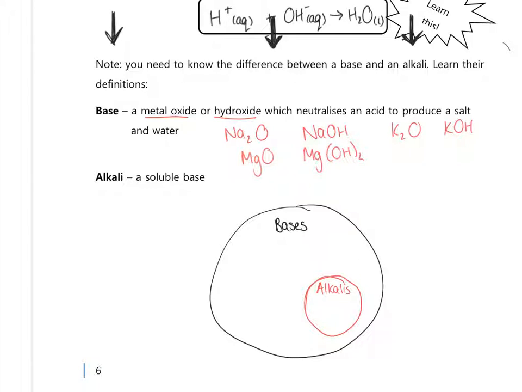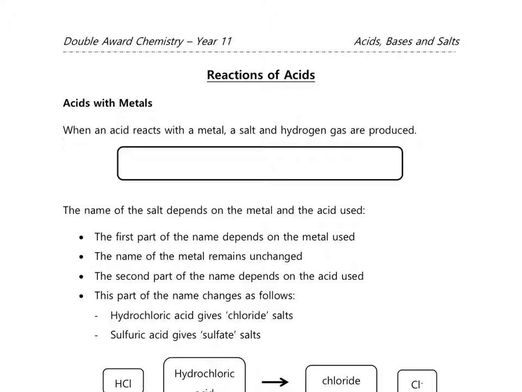And they are the soluble type of bases. So if it's insoluble and it reacts with acid to produce salt and water only, then we call it a base. If it's soluble and it reacts with acid to produce salt and water only, then we call it an alkali. Then we move on to our reaction of acids, and we're going to look at our reaction of acids with metals, with metal oxides and hydroxides, and metal carbonates as well.